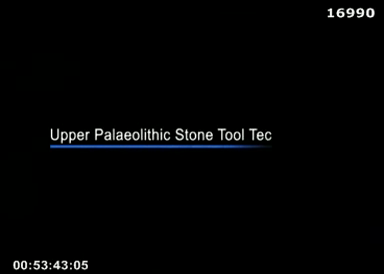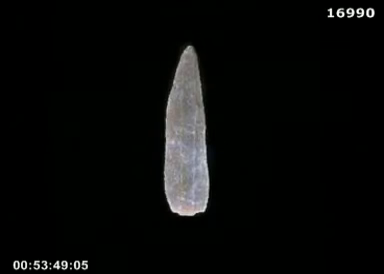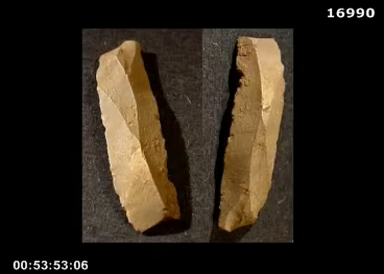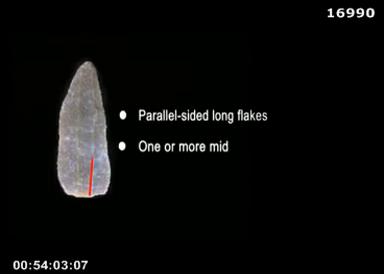Now, let's talk about Upper Paleolithic stone tool technology. Blade tools are made from the parallel-sided long flakes with at least a mid-ridge on the dorsal. They are the characteristic feature of the Upper Paleolithic culture.